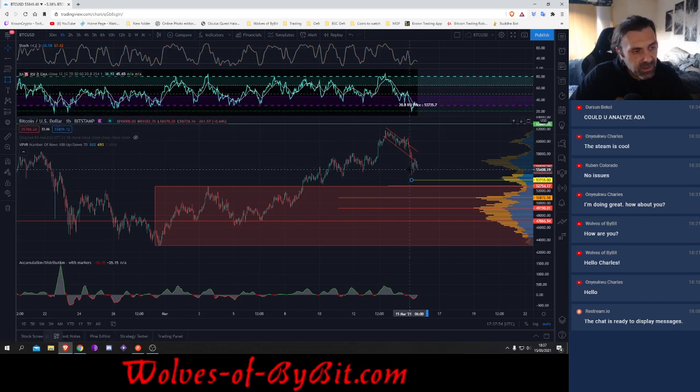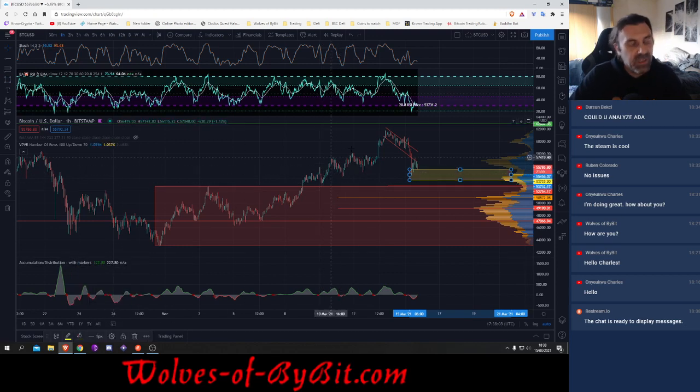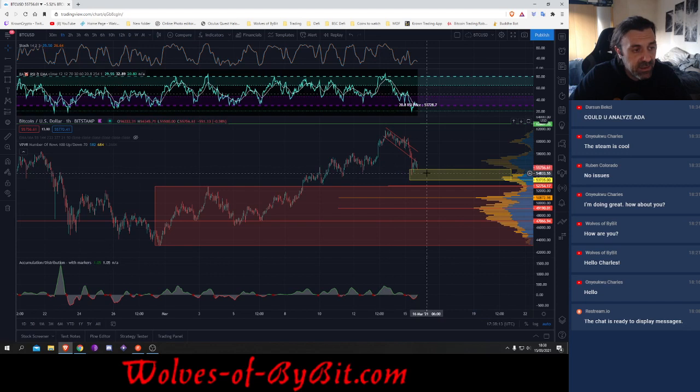Let's make another rectangle like this, and we're going to make this one yellow because this is our potential area where price could still drop down to and still be okay. As soon as price reaches below the yellow box, we are going to see continuation to the downside.